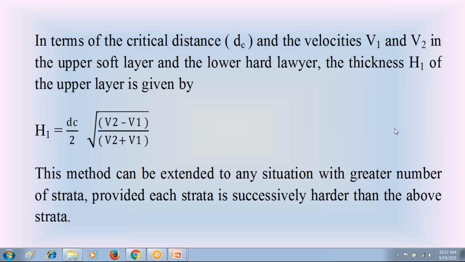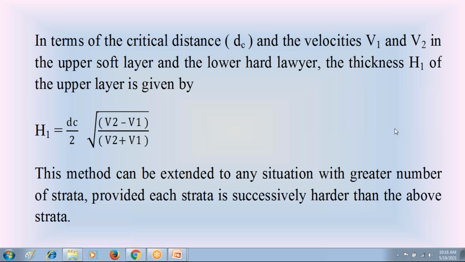Find out the distance on the x-axis, that is called the critical distance DC. Find out the slope of the first straight line in the graph. That slope is equal to 1 divided by V1. V1 is the velocity of the shock wave in the first soil layer. By knowing the slope of the first straight line, calculate the velocity V1. Similarly, find out the slope of the second straight line. That slope is 1 by V2. V2 is the velocity of the seismic wave in the second soil layer. From the slope of the second straight line, calculate the velocity V2.